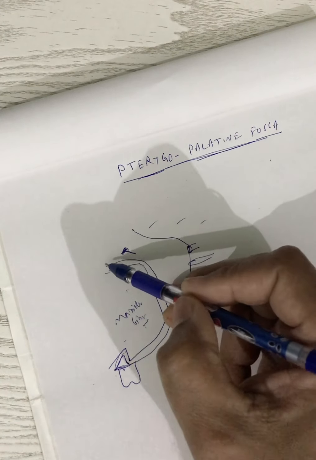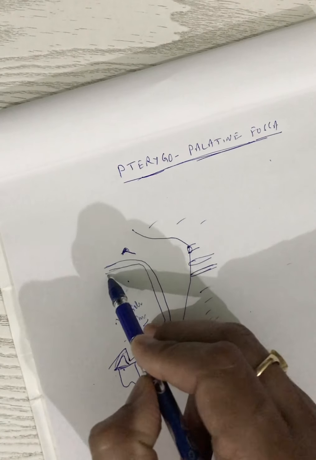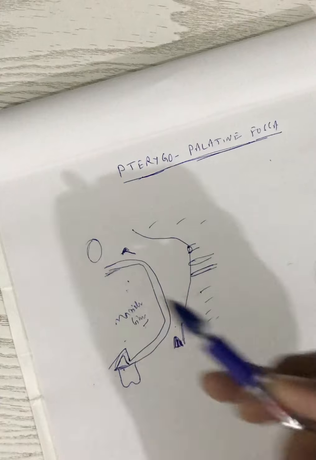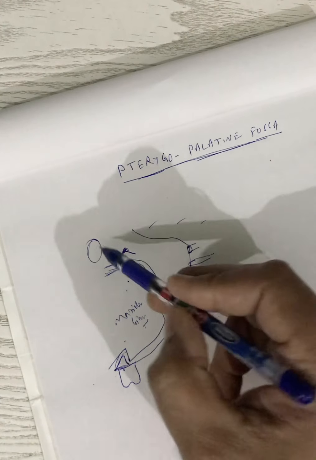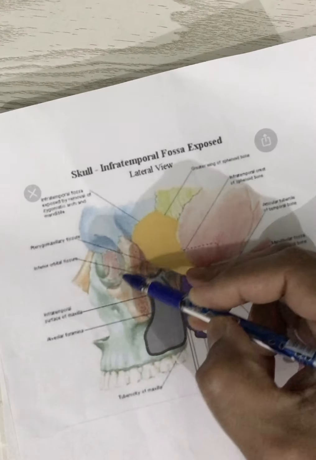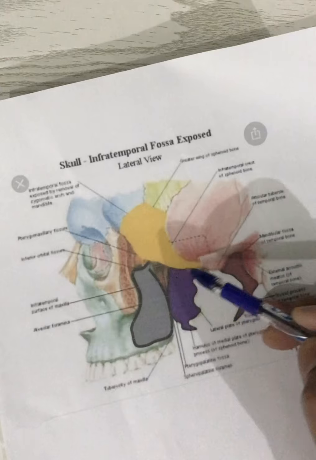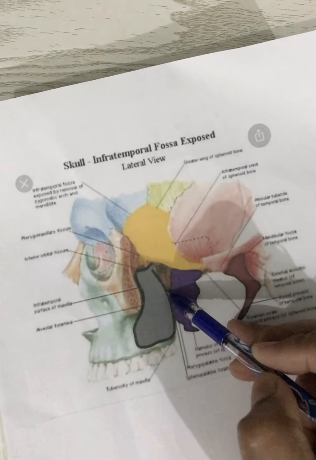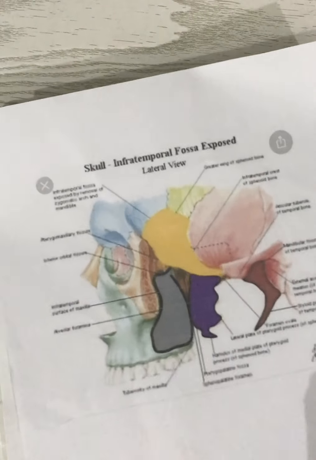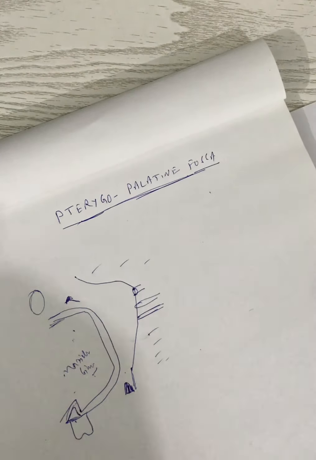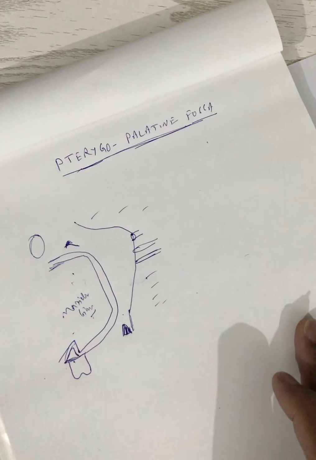As we know, on the top of the maxillary sinus, we have got the orbit over here. So it is a pyramidal space situated just below the orbit. In this diagram, you can see this is the orbit, and the pterygopalatine fossa is right over here. And see the pyramidal space of the pterygopalatine fossa.